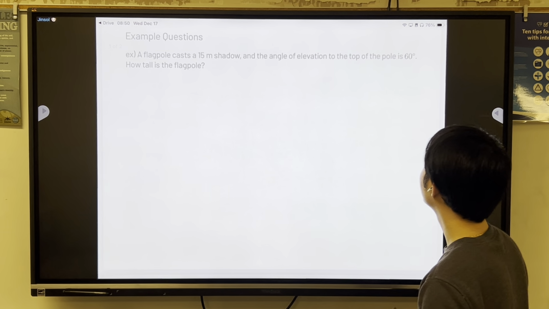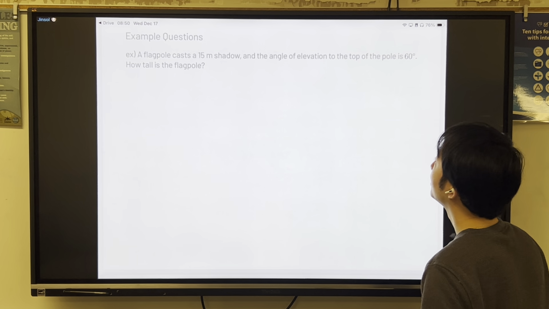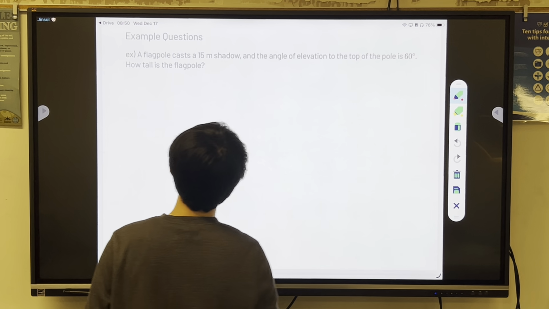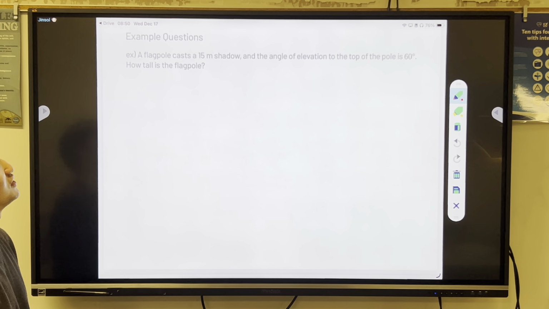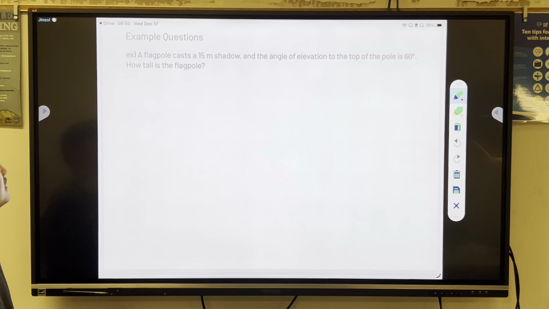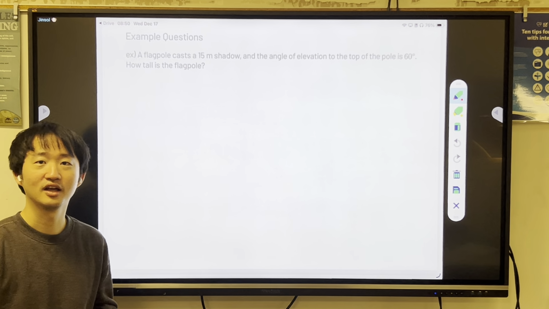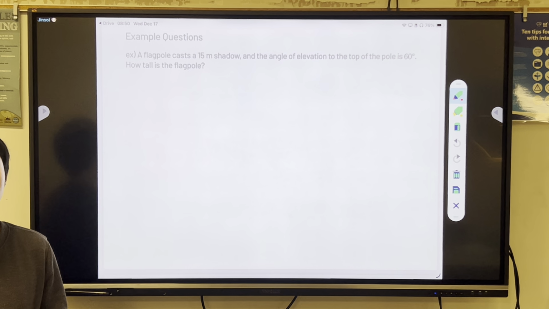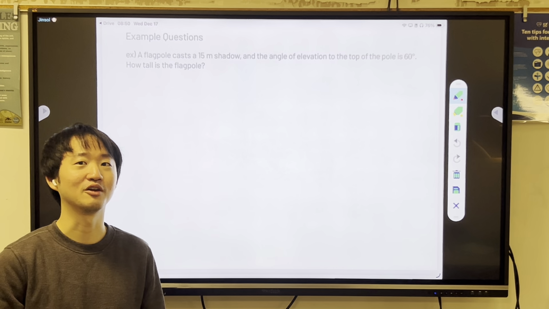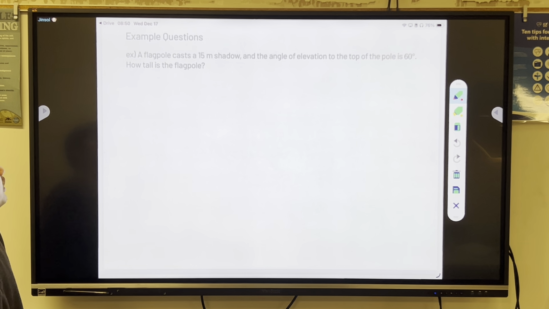Let's try the example question. A flagpole casts a 15-meter shadow and the angle of elevation to the top of the pole is 60 degrees. How tall is the flagpole? Whenever you do modeling, especially a triangle question, it's always important that we include some kind of diagram. So let's try to draw the situation here.